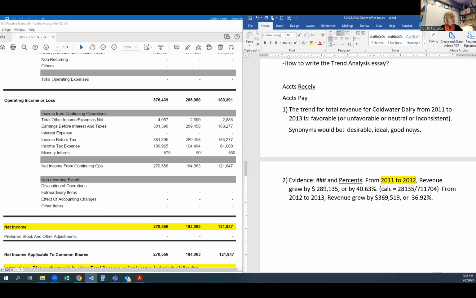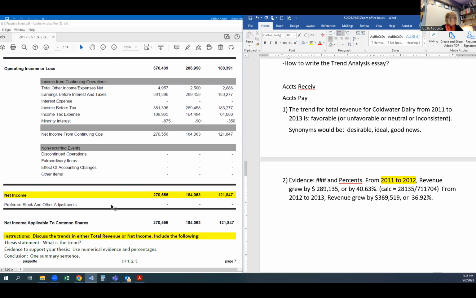So you can see we've got one sentence here and two sentences here. And then conclusion. Now the conclusion is where you put it all together. You've already told the reader it's a favorable trend. I'm not asking you to analyze any of these numbers in between. I just want you to focus on the growth of total revenue or net income. So in conclusion, revenue grew, you could have fun with this, at an astonishing rate for both periods.